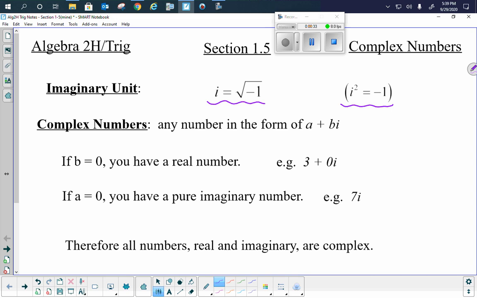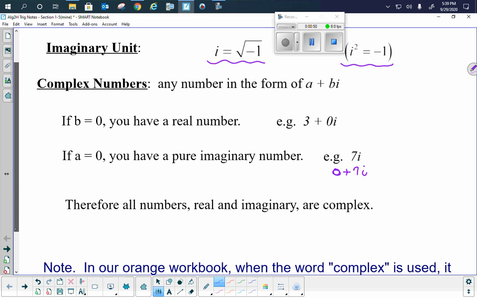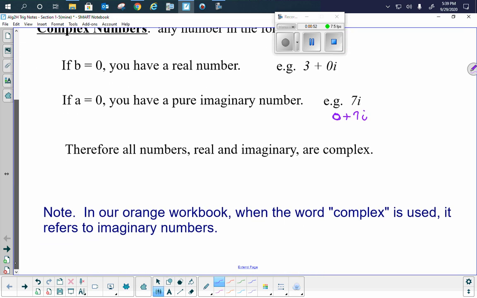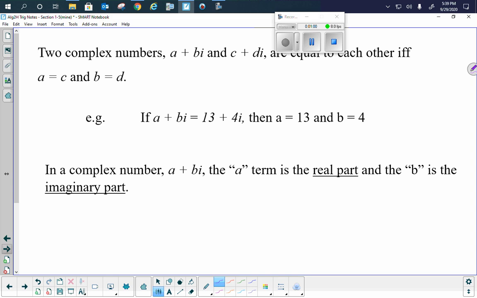If a is 0, then you have what's called a pure imaginary number, because it would be like 0 plus 7i if we were to ask you to write it in a plus bi form. And therefore, all numbers, real and imaginary, are complex. Just note that in our Orange workbook, when the word complex is used, it refers to imaginary numbers. That's for us going forward.